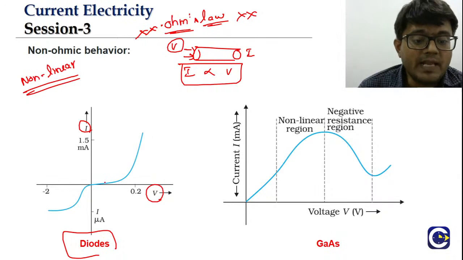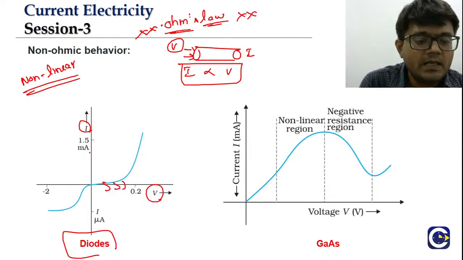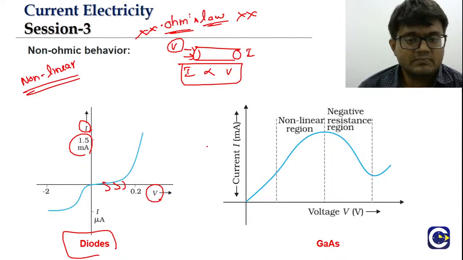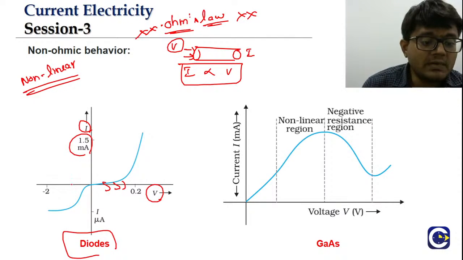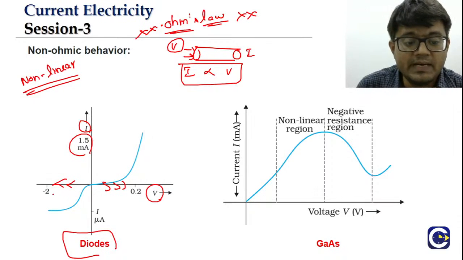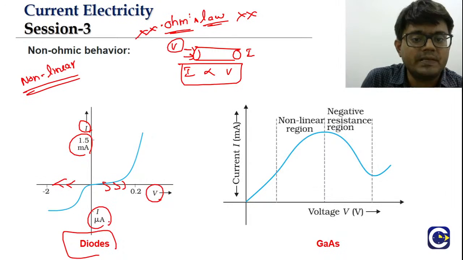When we apply potential in one direction, look, in what range does the current value come? In milliamperes. And when we apply the potential in the opposite direction, which we represent by negative, the current is in the range of microamperes.